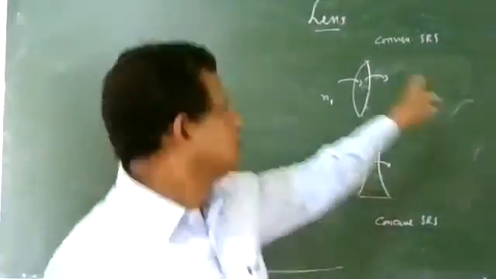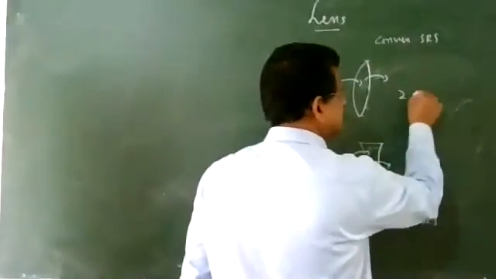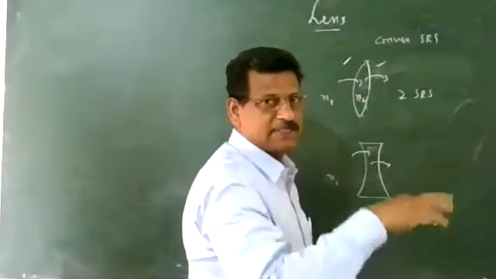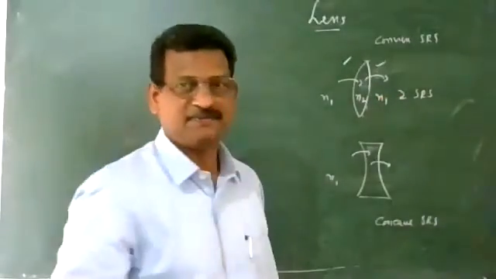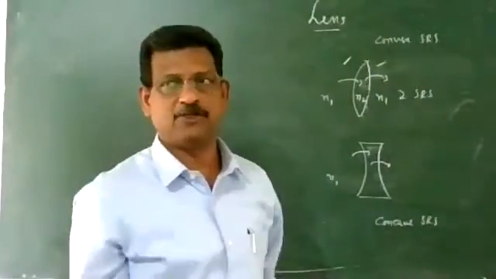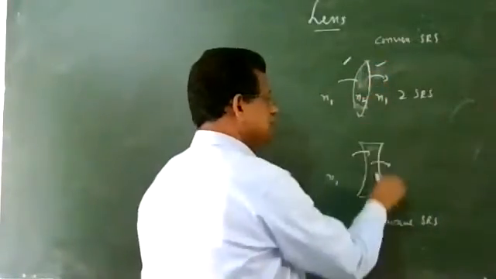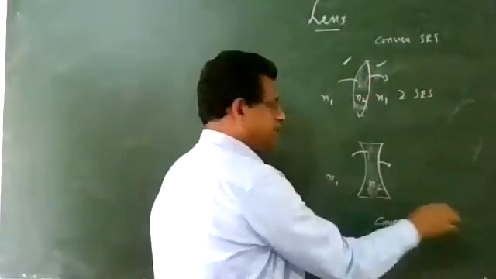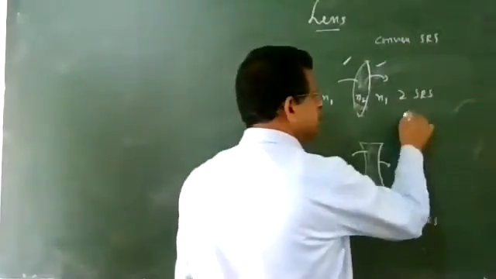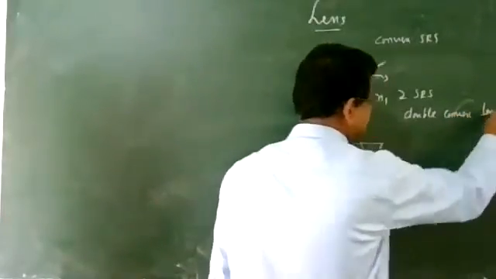So in this diagram, both refracting surfaces are spherical. Two SRS are there in this, and both are convex. This is N1. Lens material is N2. Surrounding medium is N1, so it is placed in air or in water. The surrounding medium is the rarer medium N1 and the material is made of N2. So two SRS, we call this a double convex lens.